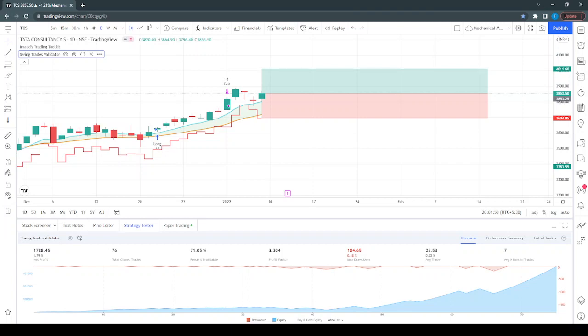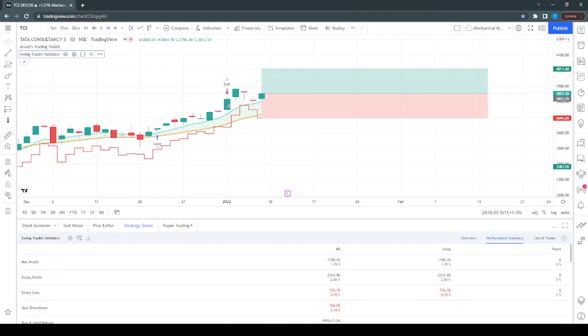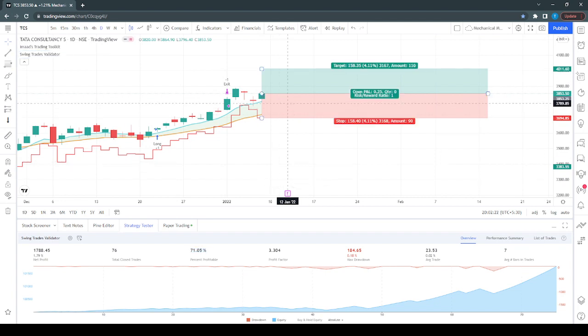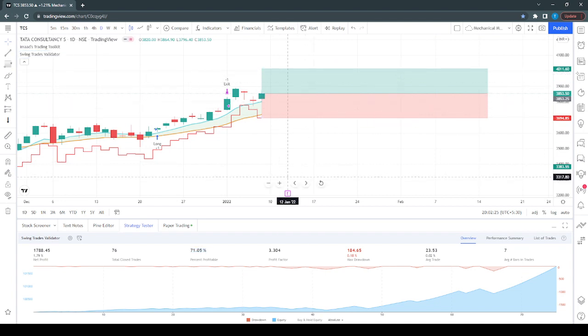What does this mean? Also, what is the average number of bars in the trades? That means how long did we have to stay in the trade on average to get that profit or to exit in a loss. These were 7 trading sessions, 7 bars, on average. Now we will go to the performance summary. There are 3 tabs: overview, performance summary, and list of trades. Firstly, on the overview, we just want to see generally, is it above 55-60%? Anything above 70% is a good probability. There's a 70% probability that we might hit 4.11% in profit.